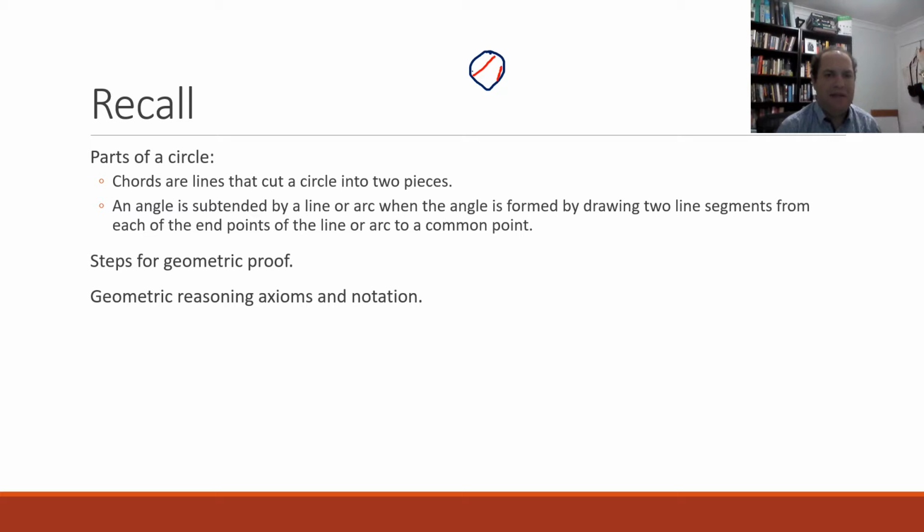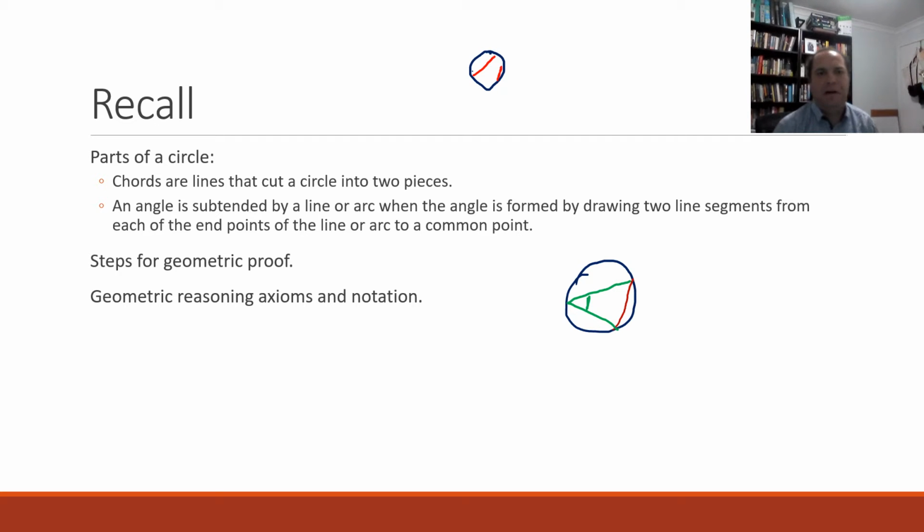Now an angle is subtended by a line or arc when the angle is formed by drawing two line segments from each of the endpoints of the arc or line to a common point. So very wordy. But what does that look like? Let's say we've got our circle here, we've got our chord here, and then we're going to subtend an angle over here on the circumference. So this angle here we say is subtended by our chord here.